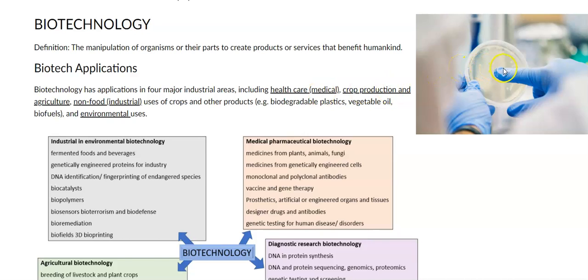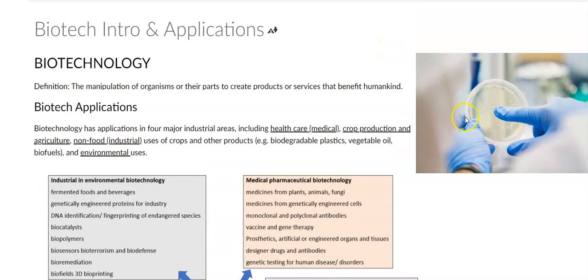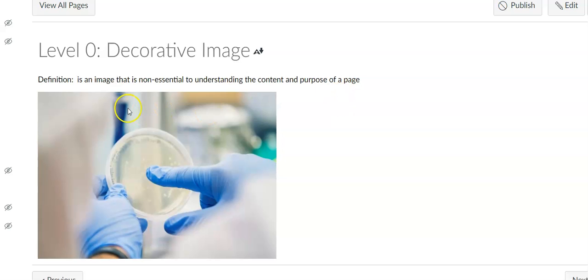The one on the right is just a decorative image. It has no meaning or context. It's just there for fun. And the one in the middle is, you can see, much more elaborate. It's trying to show a lot of information through text, but the reader does not read it. And so the first one we're going to talk about, though, is the decorative image on the right. So decorative images, what's the definition of a decorative image? It's an image that is non-essential to understanding the content and purpose of a page.